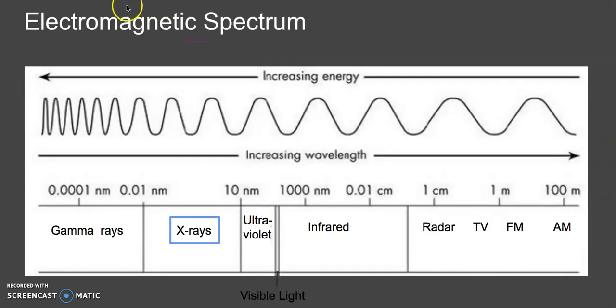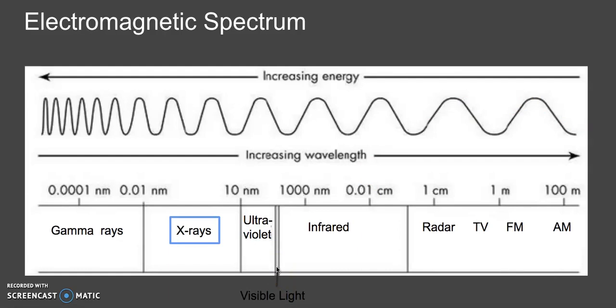And so this is the electromagnetic spectrum that we're talking about. We have increasing energy this way and increasing wavelength this way. So energy is the same as frequency. So higher frequency equals higher energy equals lower wavelength. Here is visible light. So out of all the electromagnetic spectrum, we can see very, very little of it.